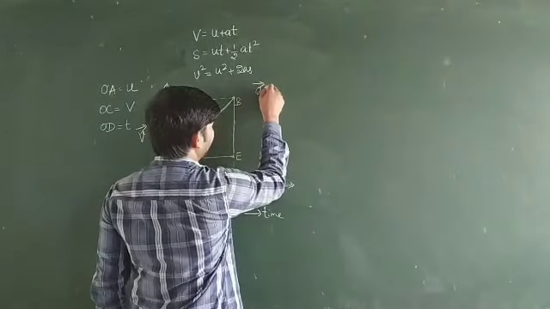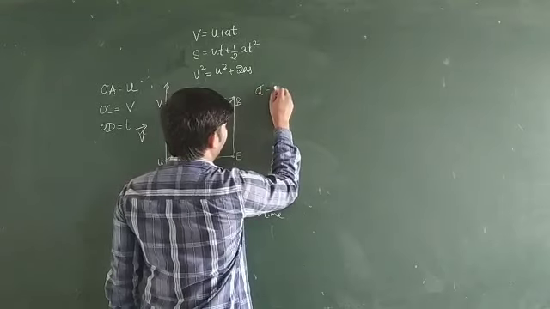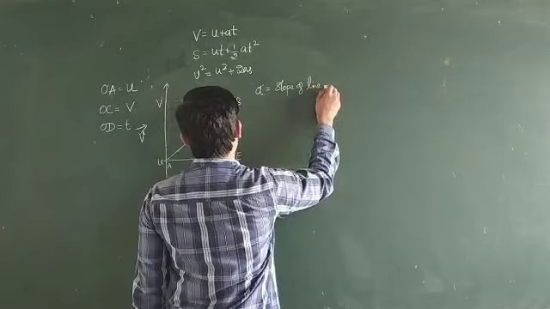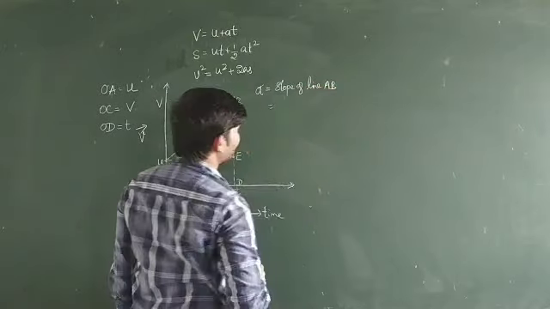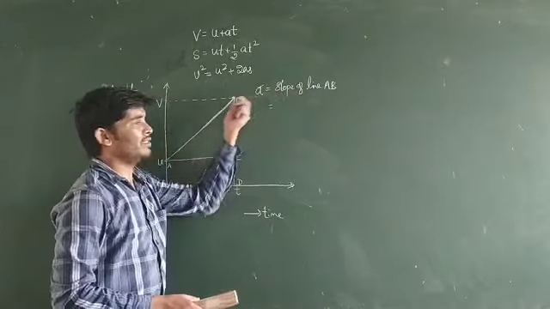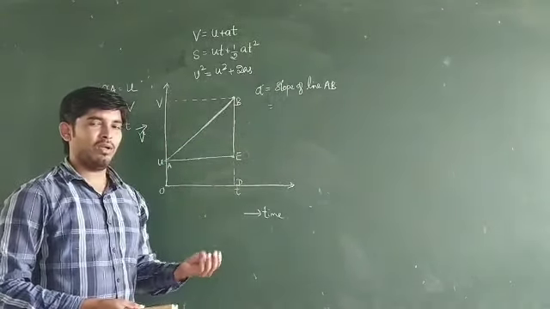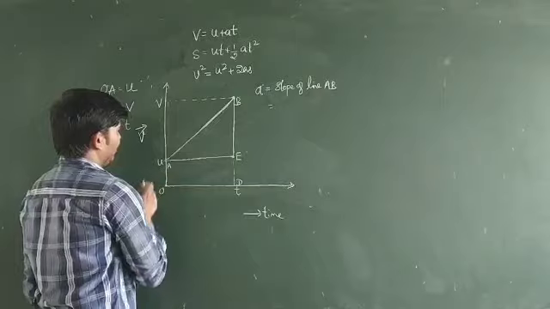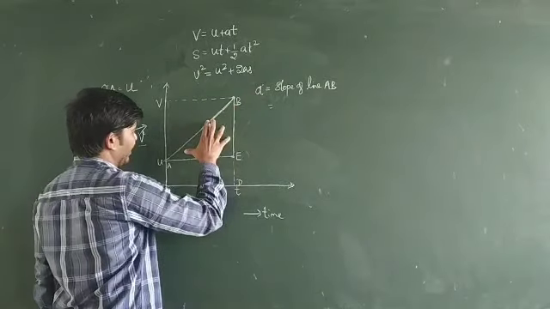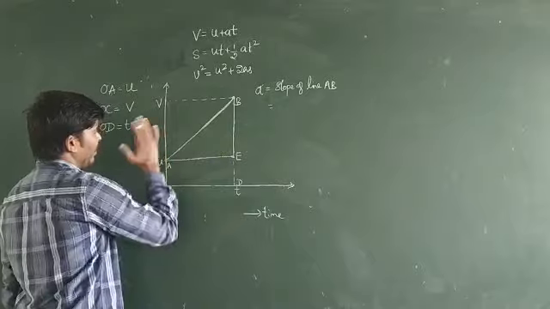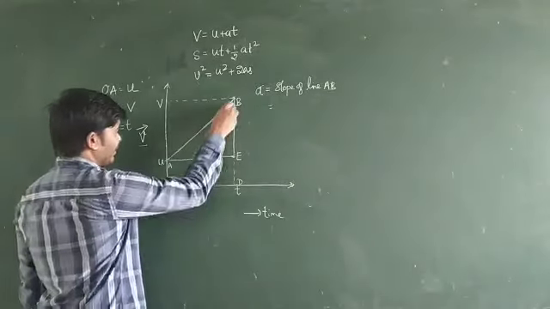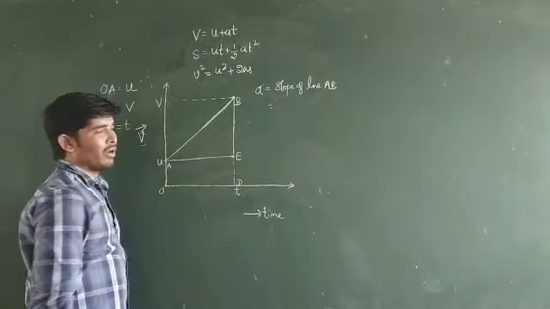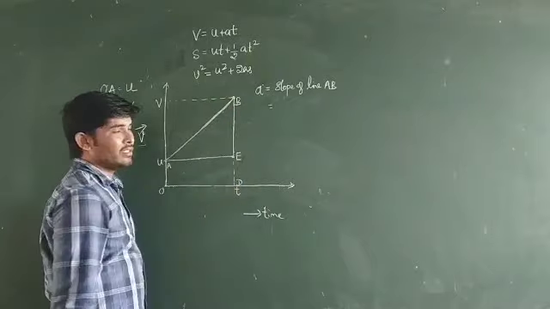Acceleration is equal to the slope of line AB. How do you find the slope of line AB? Slope of line AB is equal to acceleration. Acceleration is nothing but change in velocity divided by time. From this triangle, which side of the triangle is parallel to the velocity axis? Here in this triangle ABE, BE is the side which is parallel to the velocity axis. So BE is taken as velocity.